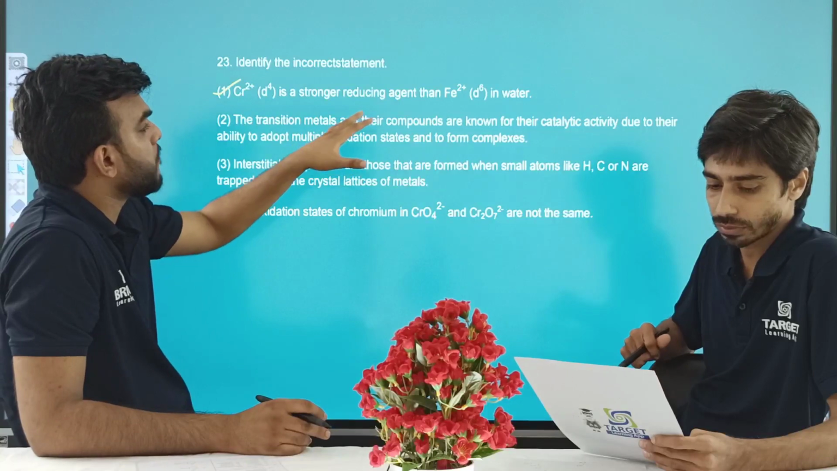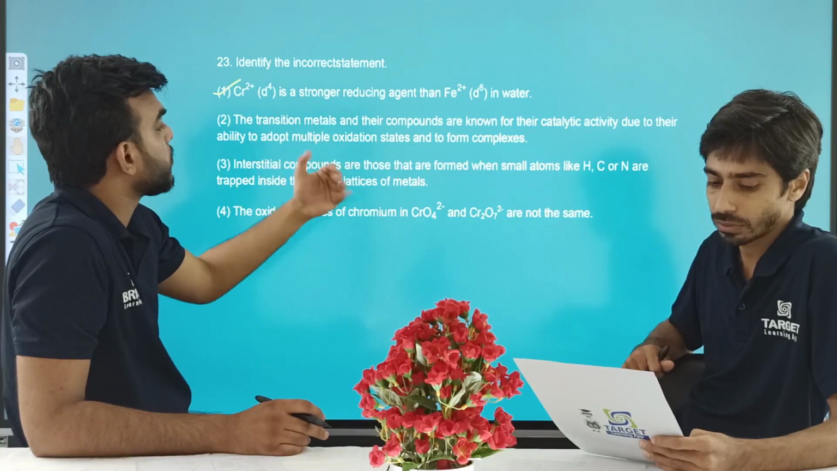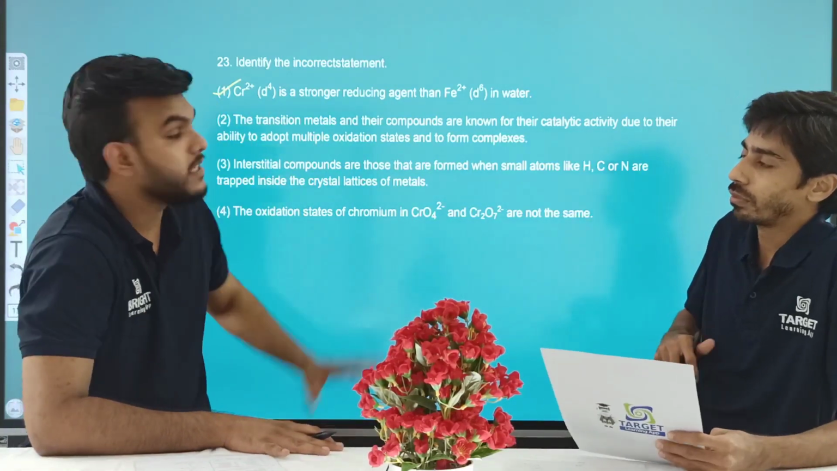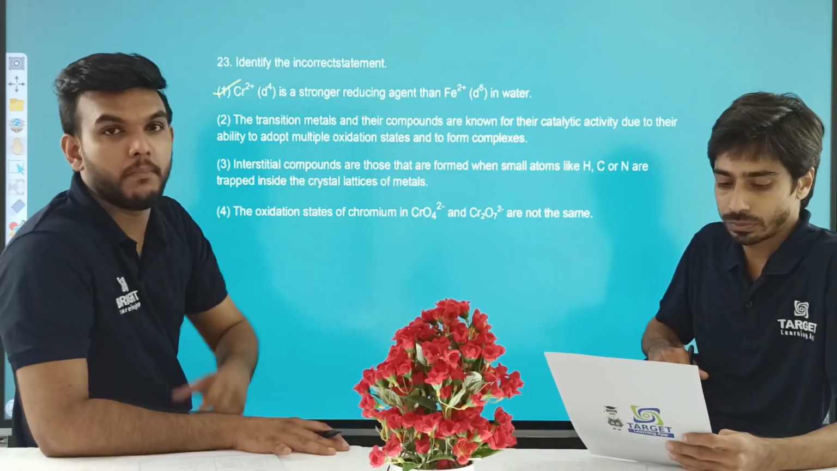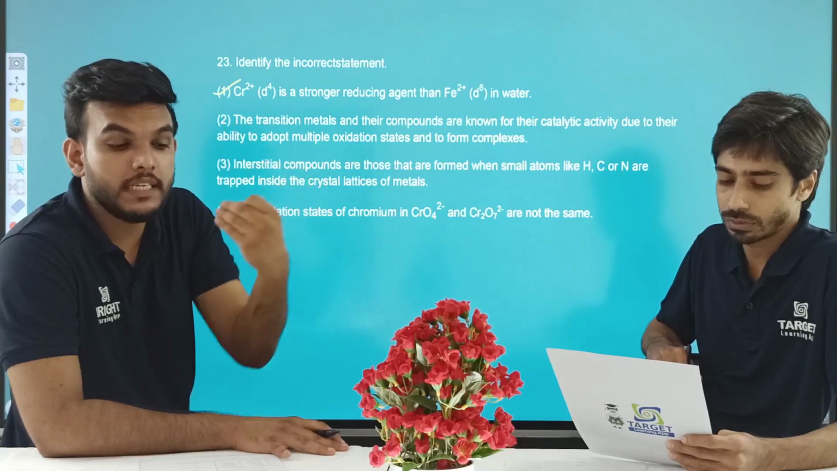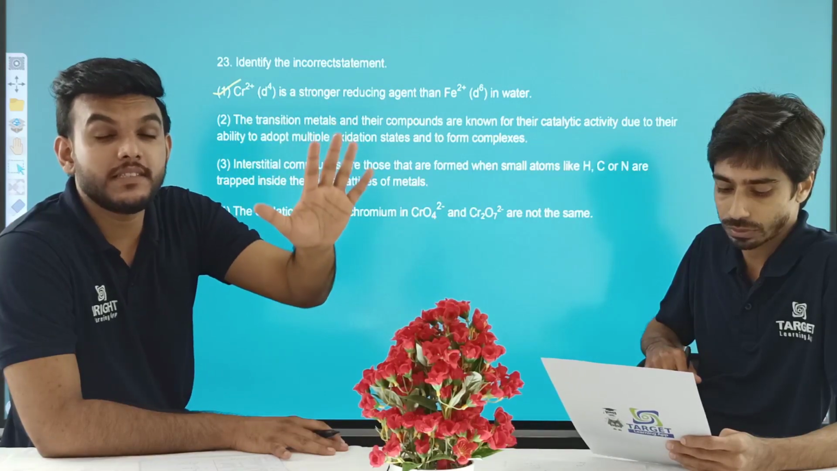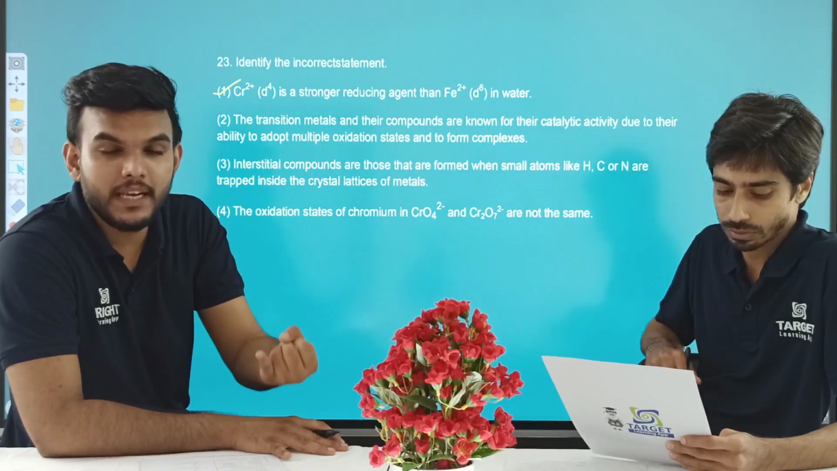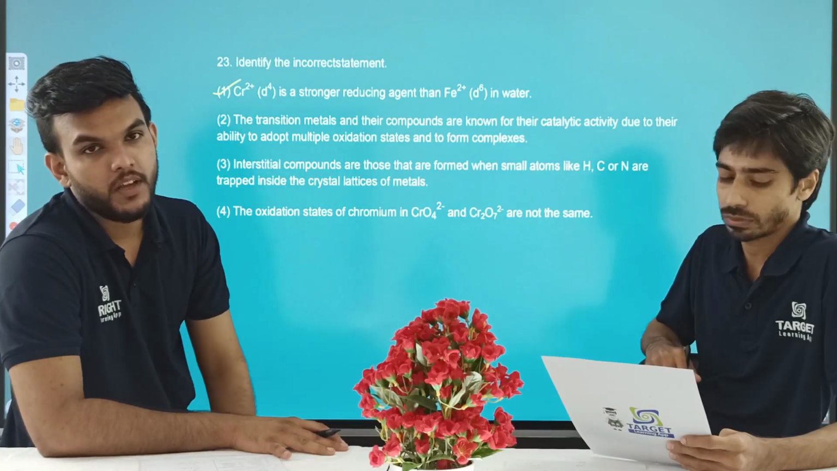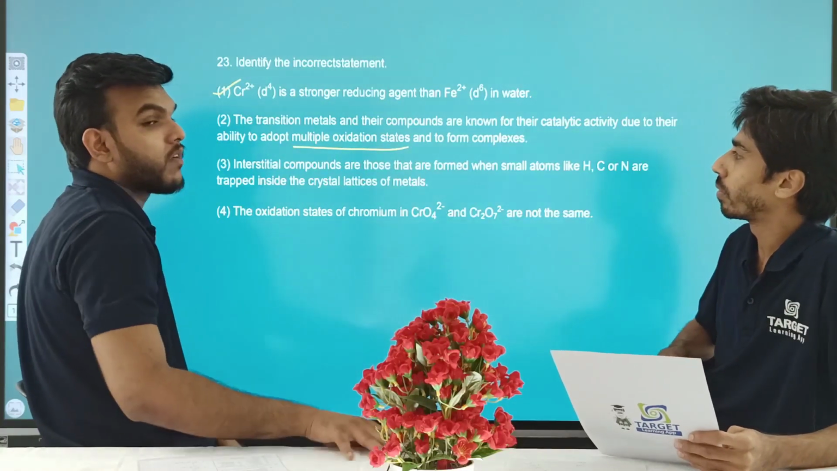The transition metals and their compounds are known for their catalytic activity due to their ability to adopt multiple oxidation states and to form complexes. Actually, the characteristic properties of d block elements are variable oxidation state, magnetic property, the tendency to form interstitial compounds, complex compounds, alloys, and paramagnetism. So we can directly go here. They have multiple, that is variable, oxidation states.